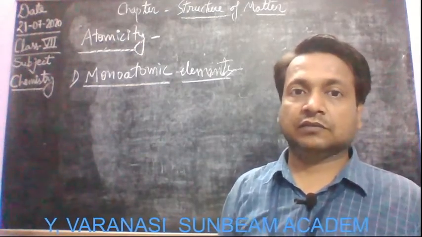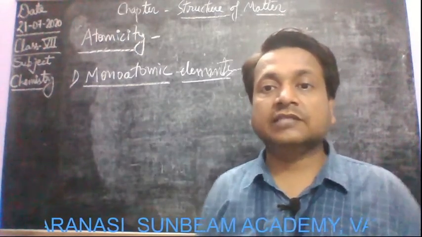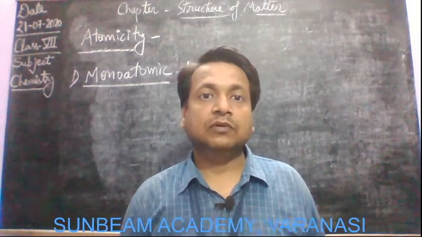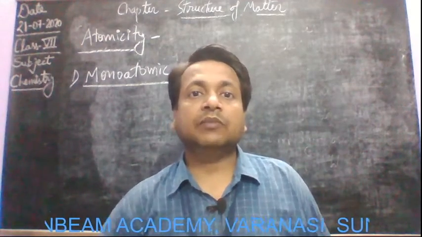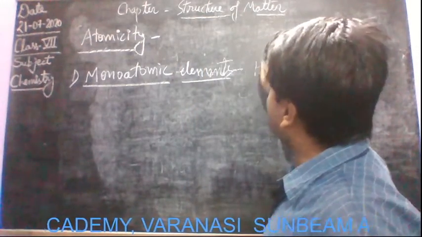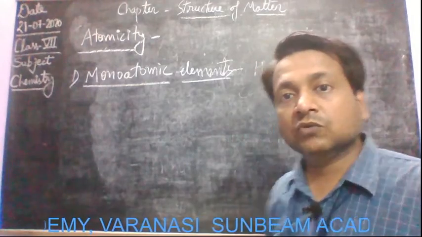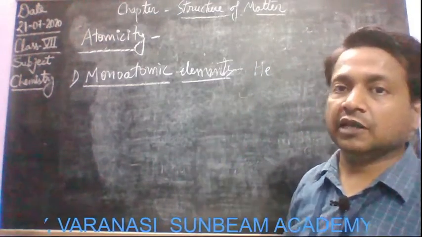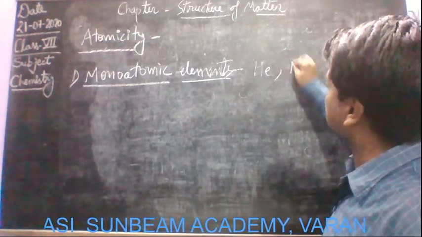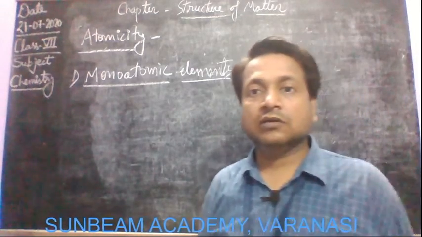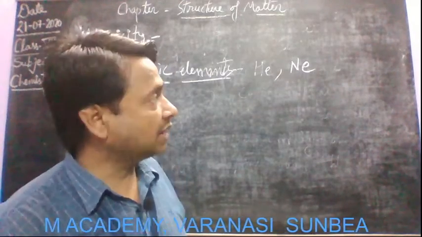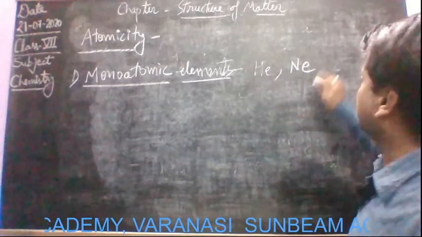As the word indicates, mono means single. So those elements which are made up of a single atom are termed monoatomic elements, like helium. One molecule of helium has only one atom of helium, so we can say that it is a monoatomic element. Just like that, neon. One molecule of neon contains one atom of neon, so it is also termed a monoatomic element, and so on.